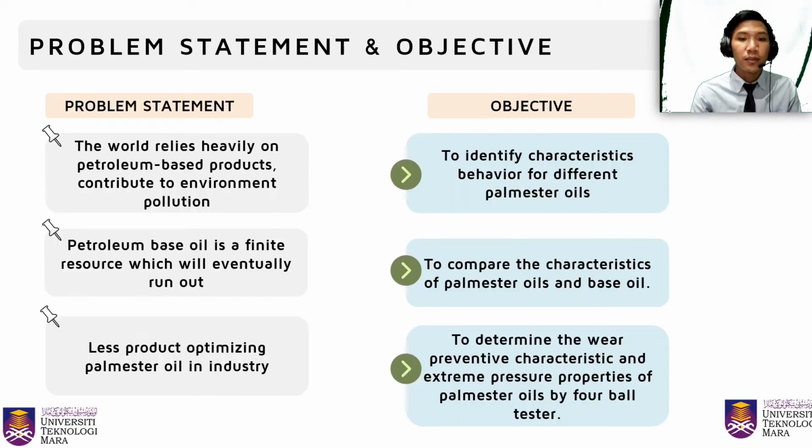For the problem statement of this project, the world now relies heavily on petroleum-based products, which could be one reason for environmental pollution. It is also a finite resource which will eventually run out in the future. The palm ester, which has potential to replace current base oil, has had less research on its properties and abilities, which leads to fewer products optimizing palm ester oil.